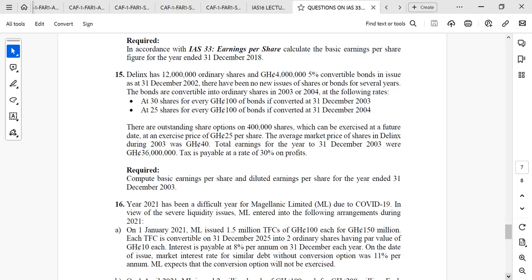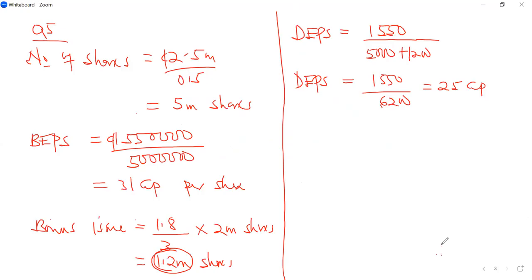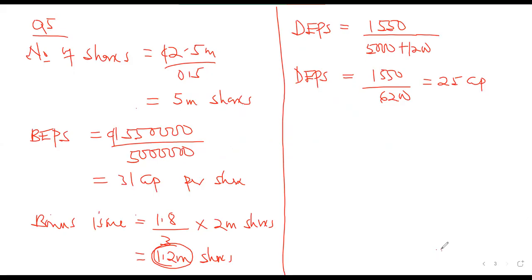Okay. Sometimes they will give you months, so you have to time apportion everything. But this one, mostly they will not give you months. They will just say the thing is existing for a year, so we do it as if it's a full year. The convertible and the options will be dilutive instruments. So we calculate our basic earnings per share and the diluted. The basic will not be that hard for you. The issue will be about the diluted earnings per share.